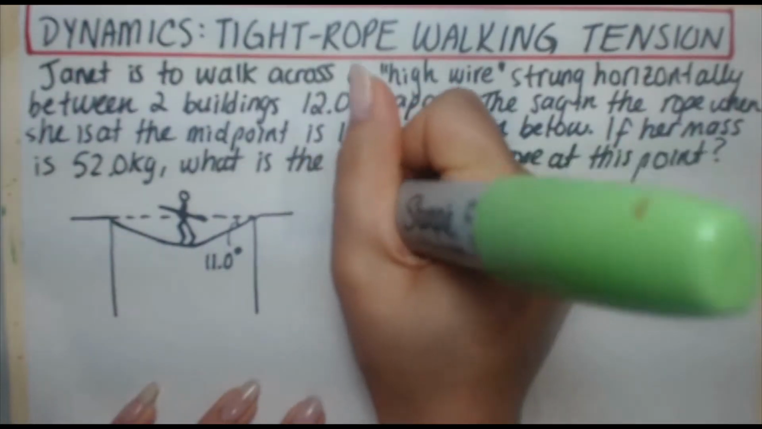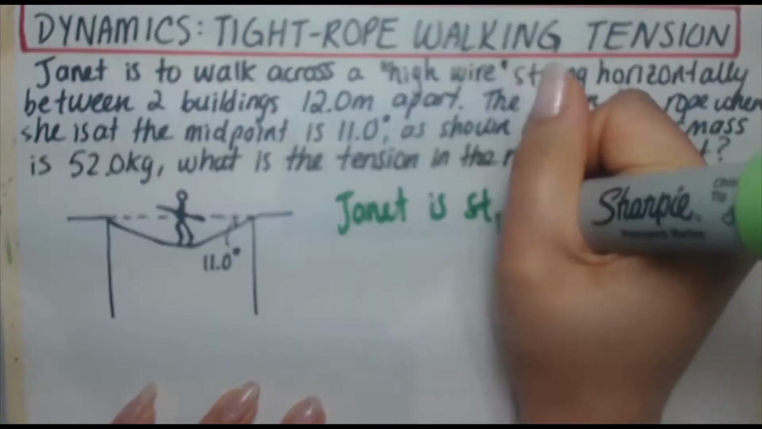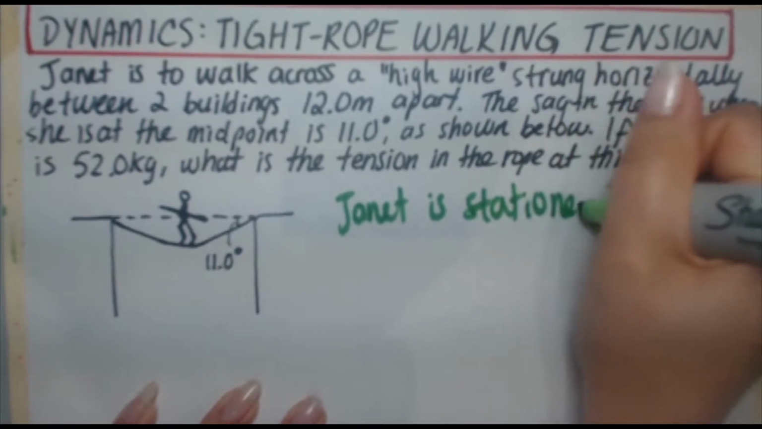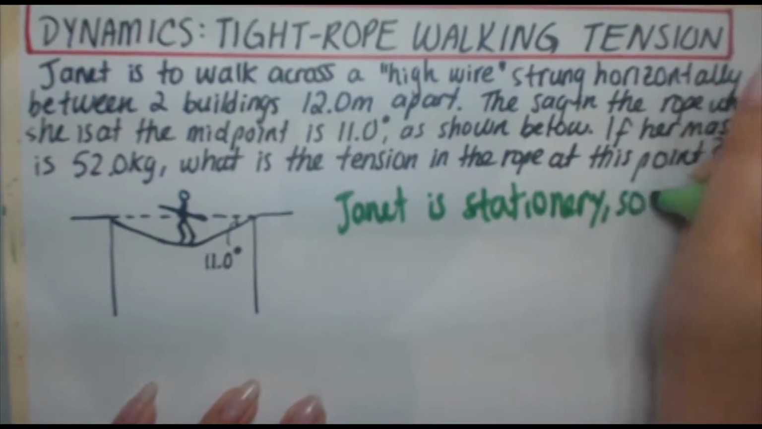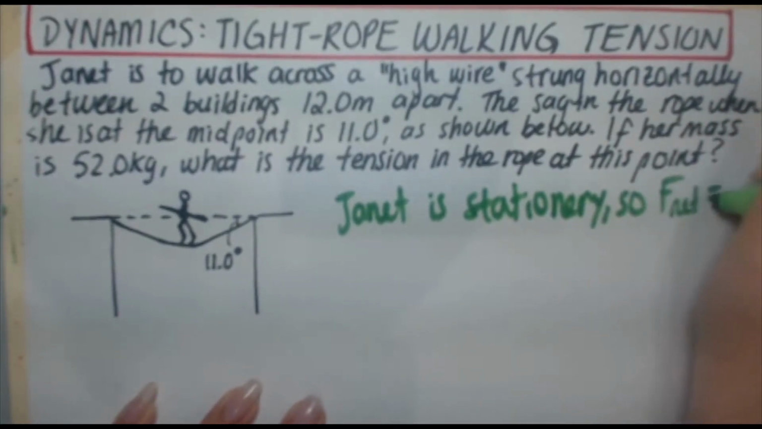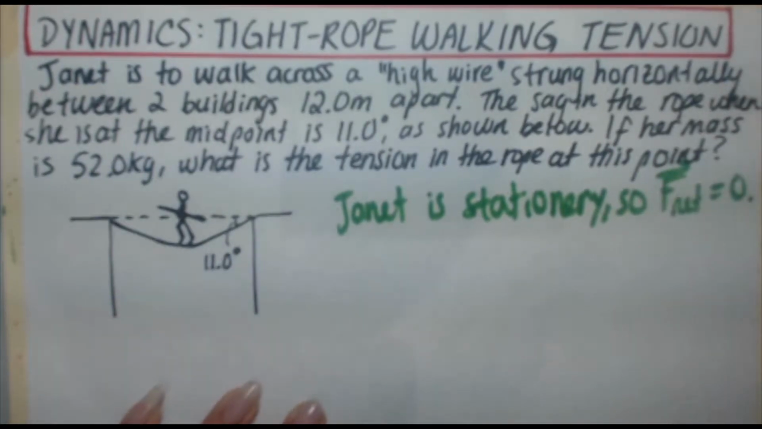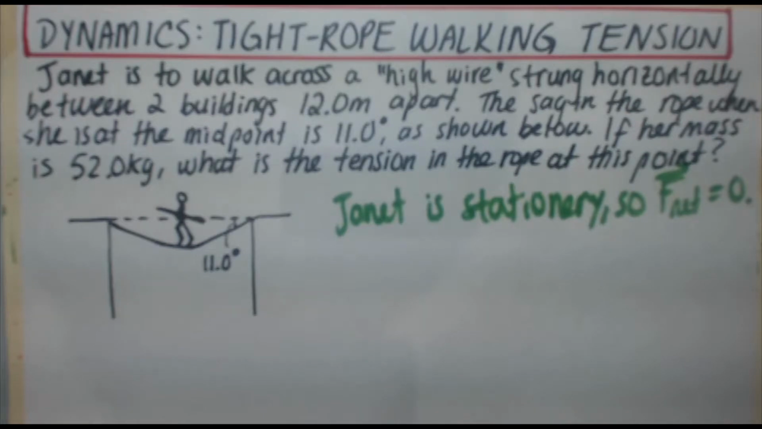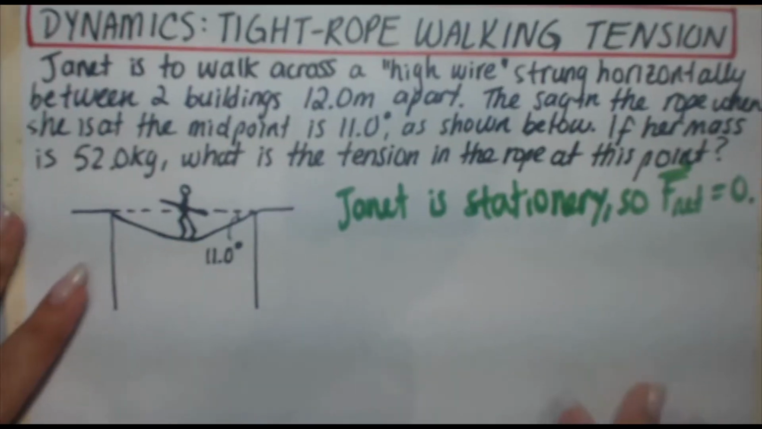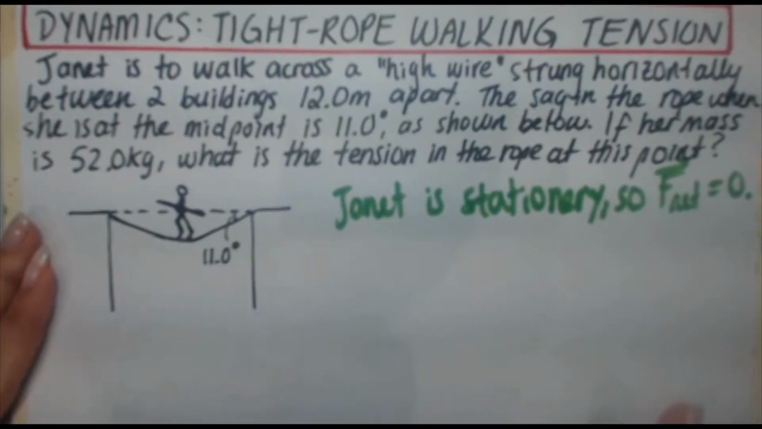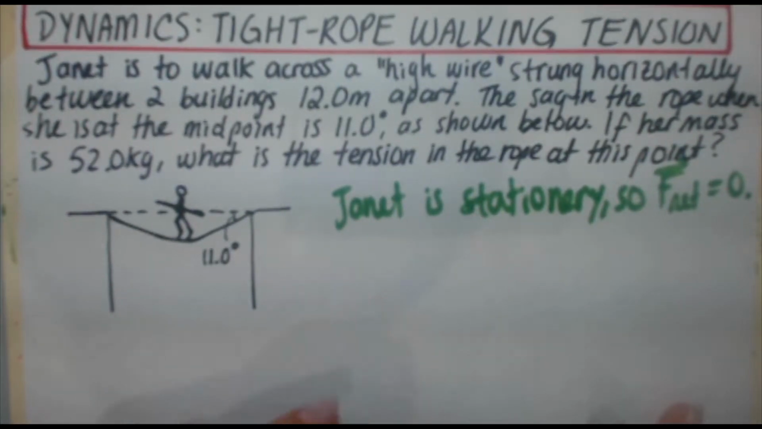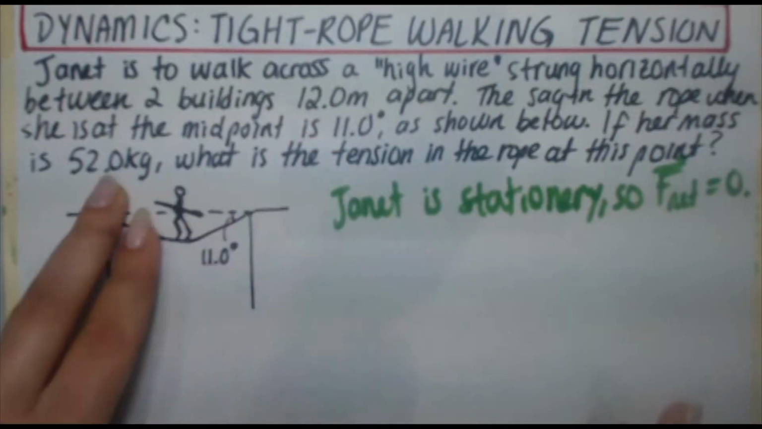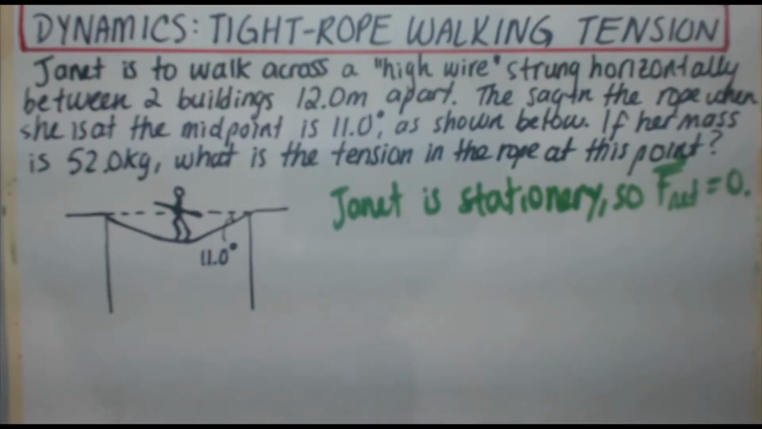So Janet is stationary, so F net equals 0. The other nice thing about Newton's second law is that you can use it in the y direction and the x direction separately, and then combine the two pieces of information together to get your solution. If F net is 0, we can find her weight because we're given her mass. This turns into a really simple problem.